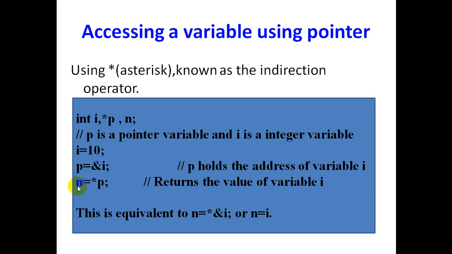So here when we write n equal to asterisk p, that means this statement will return the value of the variable. This can also be written as n equal to asterisk ampersand i, that is the value of p. Ampersand i is the value of p. Okay, this can also be written as n equal to i. So when we solve this statement, this will return the value of variable i.